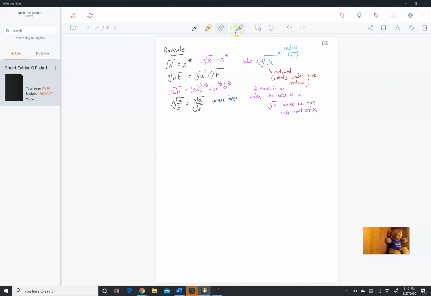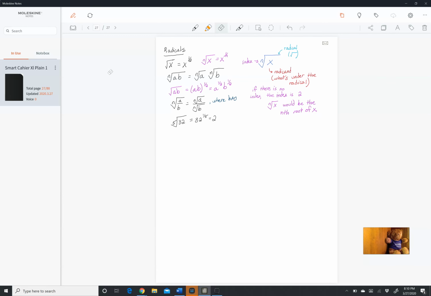Okay. So let's go in and start working with radicals. Let's say that we're talking about the 5th root of 32. So the 5th root of 32 is 32 to the 1/5 power. And 32 to the 1/5 power, if you put this into a calculator, is 2.